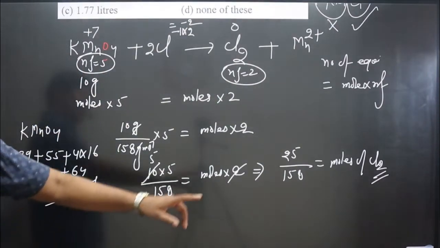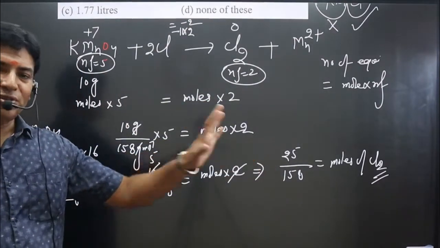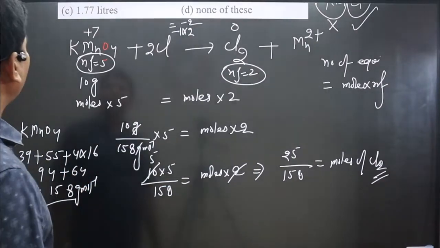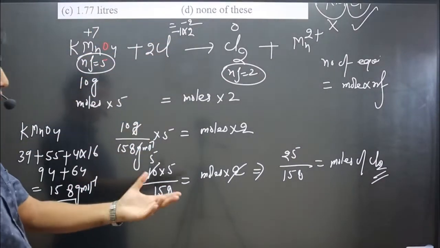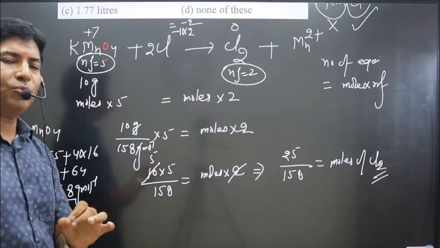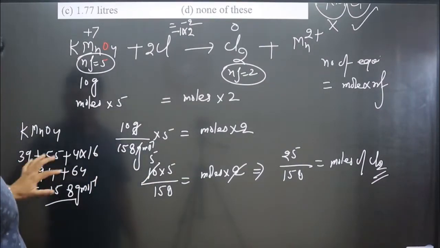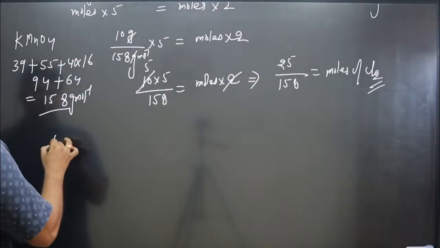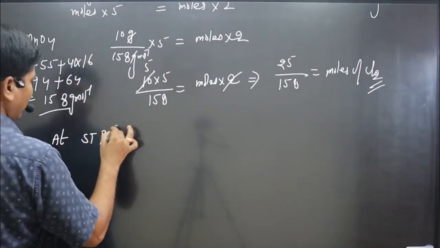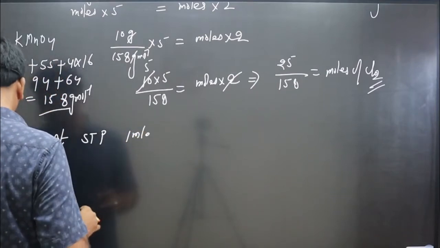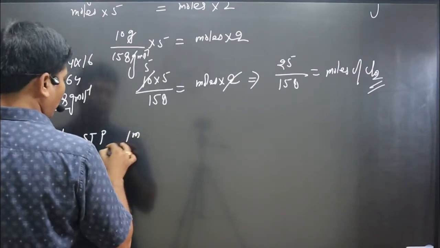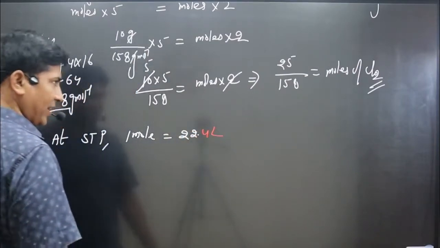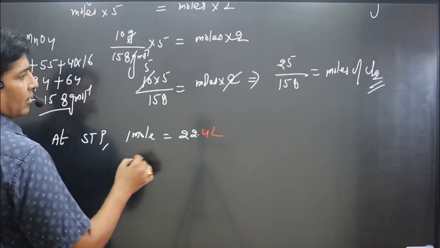Now the last step is that at STP we can convert moles into volume. You can see the options are given in liters, so we can use the relation at STP: 1 mole is equal to 22.4 liters. Very interesting part.